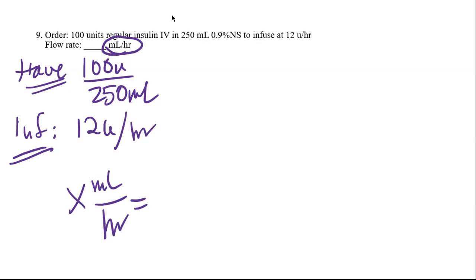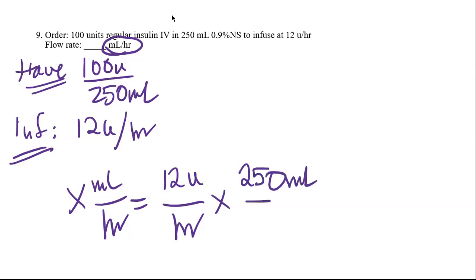Okay, so let's go 12 units per hour. We want milliliters per hour, right? So let's take this and flip it. Okay, we're going to go 250 milliliters over 100 units. We can cross units out. Voila, we've got milliliters right here and we got hours right here. All we have to do is multiply this out.